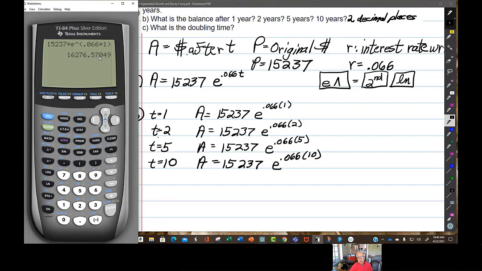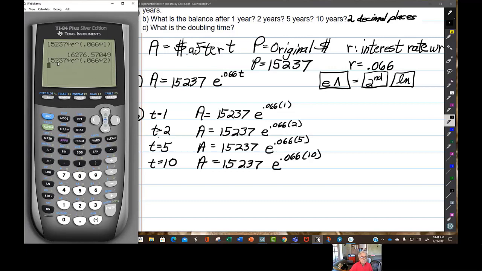And I have to round to 2 decimal places. But what I want to do is do this again. I'm going to hit second, enter, and that gives me a copy of this. Now what I'm going to do is hit the left arrow key once. Now the cursor is flashing over the right parenthesis. Hit the left arrow key again. Now the cursor is blinking over the 1, and I'm going to change that to a 2.